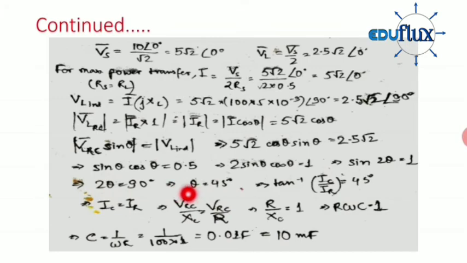So VLRC by XC equals VLRC by R. So R by XC equals 1, or R equals XC, or R equals 1 by omega C, or R omega C equals 1. So from there C is 1 by omega R, equal to 1 by 100 times 1. So that equals 0.01 farad or 10 millifarad.